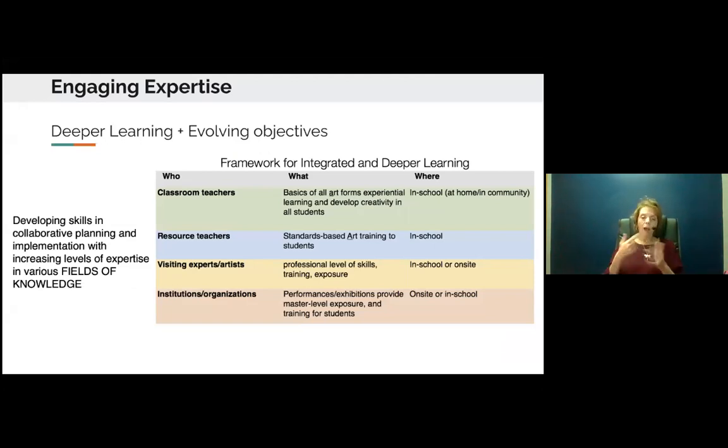and this is how I was showing the who, what, where, why, or the who, what, and where learning would happen, engaging with artists, and what these different skills would be. So the classroom teacher, we're asking them to use the basics of all art forms. So they need to know the elements of visual arts and design and theater and dance: line, form, shape, color. So when we're training them, we're asking them to be responsible for all that.